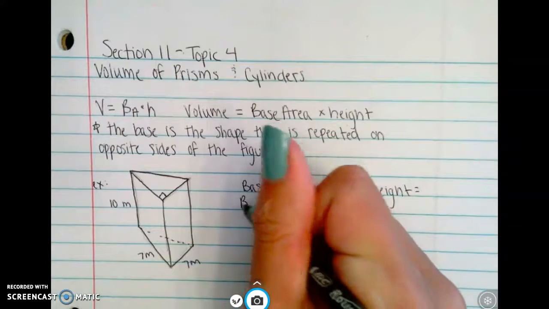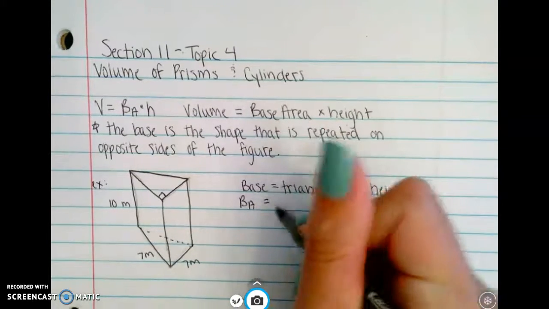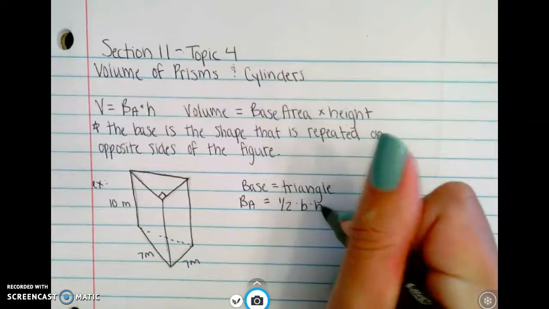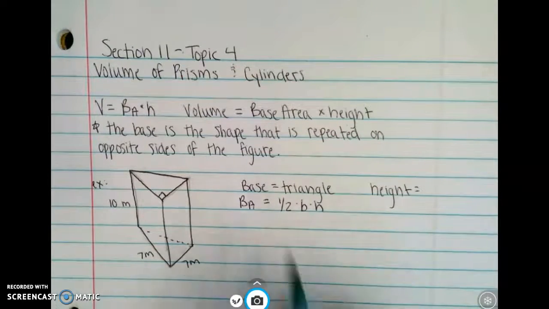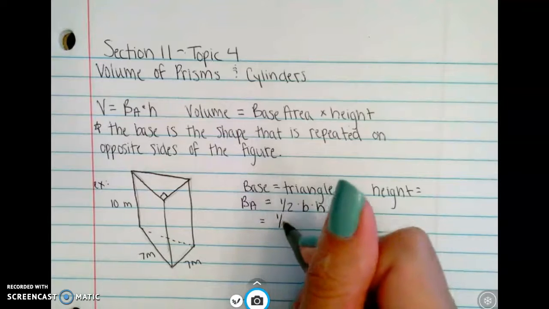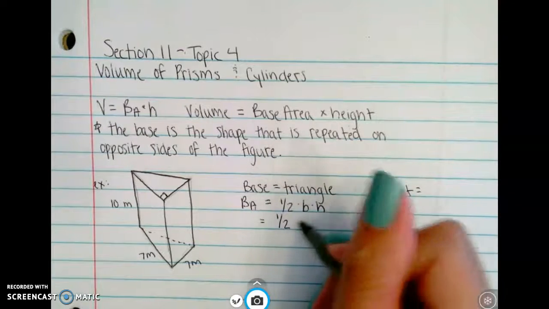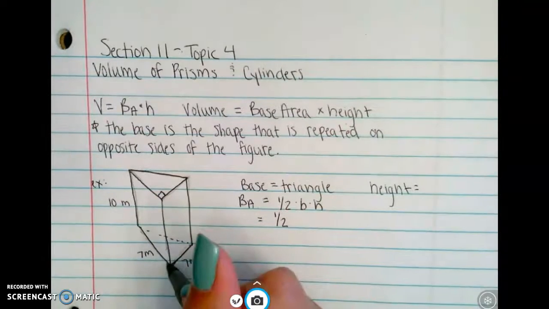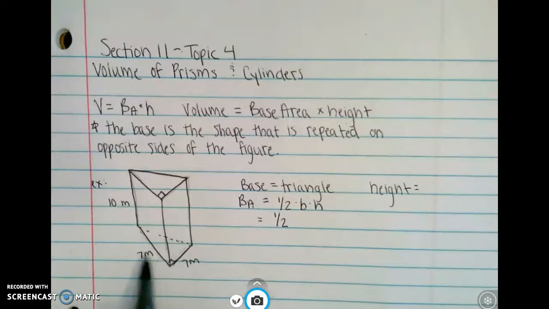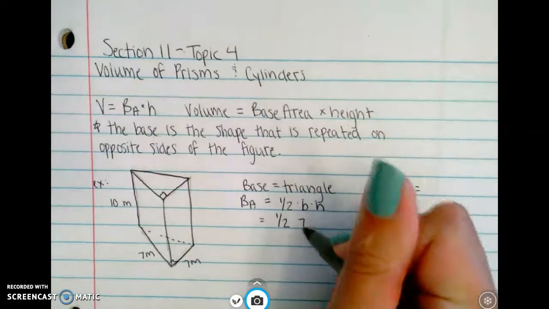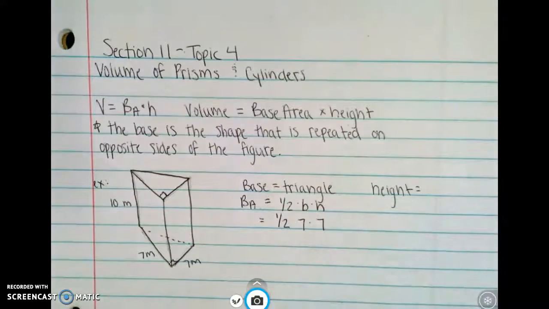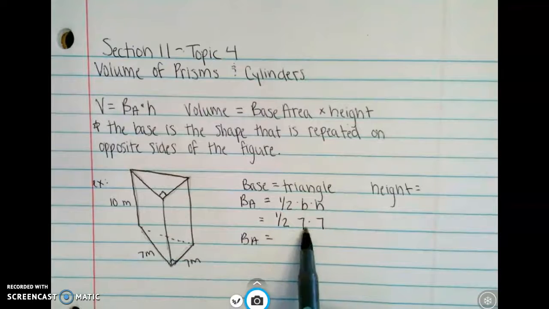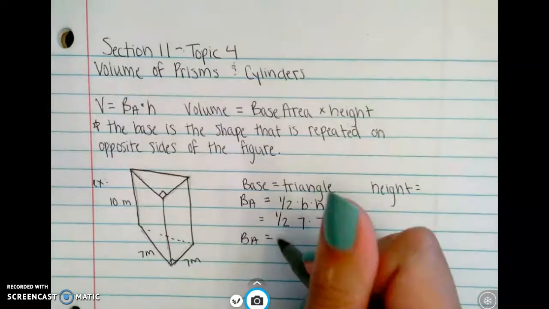So base area is going to equal, because it's a triangle, half base times the height. So in this problem, we have half the base, which the base of this triangle is 7, and the height of this triangle, specifically because it's a right triangle, it's going to be 7 as well. So the base times the height. So when we calculate the base area, half of 7 times 7 is 24.5.